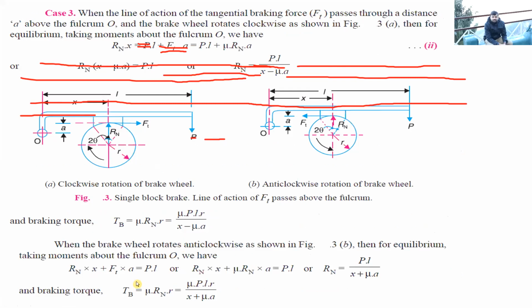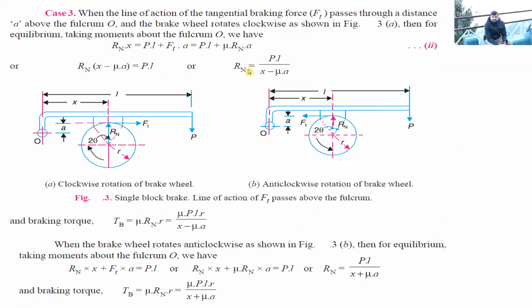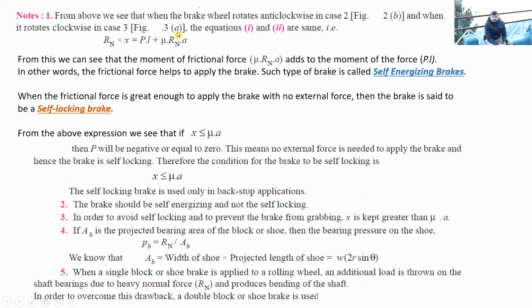It is talking about this condition when the value of x, see in this equation, is less than mu into a. It will make this term negative. The value of Rn will come out to be negative, and then over here it will come out as a negative value. So in this case, P will be negative or equal to 0. This means no external force is needed to apply the brake, and hence the brake is a self-locking brake.